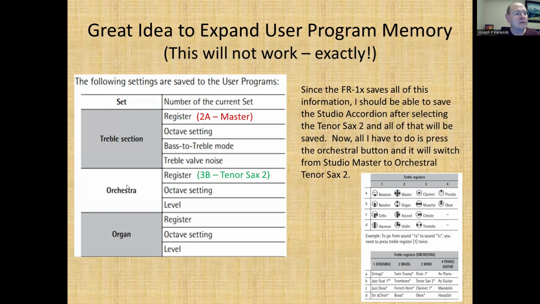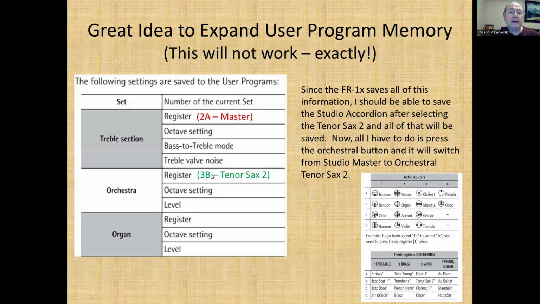according to the manual on this treble section, it saves all of this information. So if I go and I have in the accordion, I have the 2A, whether it's studio or folk or whatever accordion, it doesn't matter. Okay, concerto, it doesn't. If this is what I am saving this master.